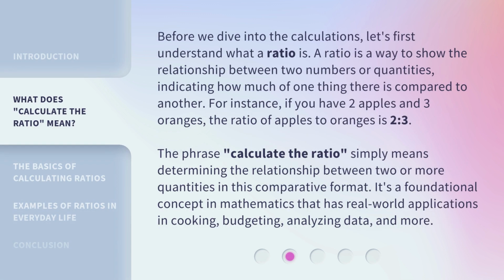Before we dive into the calculations, let's first understand what a ratio is. A ratio is a way to show the relationship between two numbers or quantities, indicating how much of one thing there is compared to another. For instance, if you have 2 apples and 3 oranges, the ratio of apples to oranges is 2 to 3. The phrase, calculate the ratio, simply means determining the relationship between two or more quantities in this comparative format. It's a foundational concept in mathematics that has real-world applications in cooking, budgeting, analyzing data, and more.